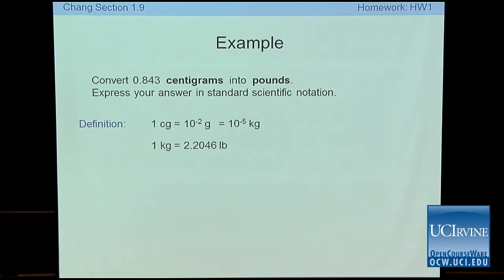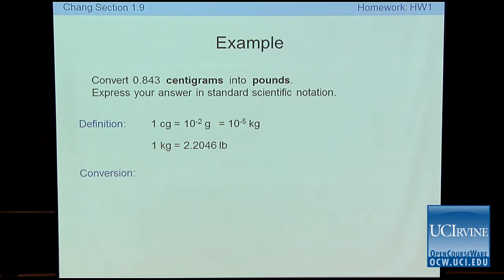So 1 centigram equals 10 to the minus 5 kilograms. 1 kilogram is 2.2046 pounds. That's the definition, that's the relation between pounds and kilograms. So now I have 2 definitions that are going to help me out. I've related centigram to kilograms and pounds to kilograms, a common unit. And now I can make a conversion.